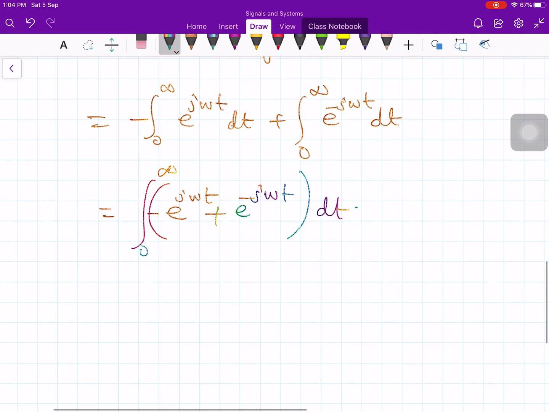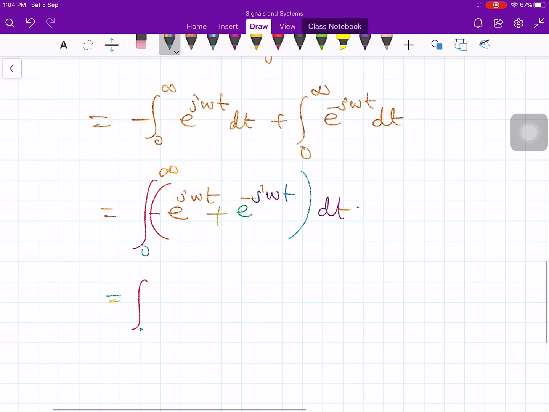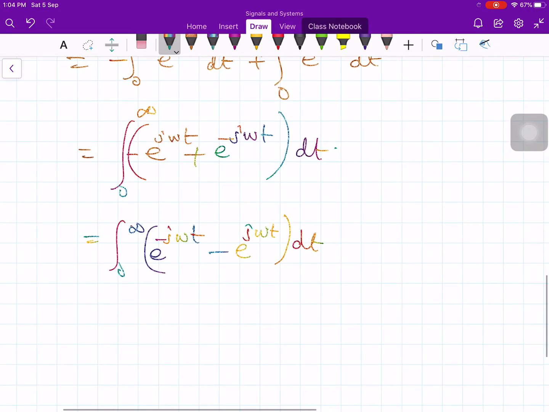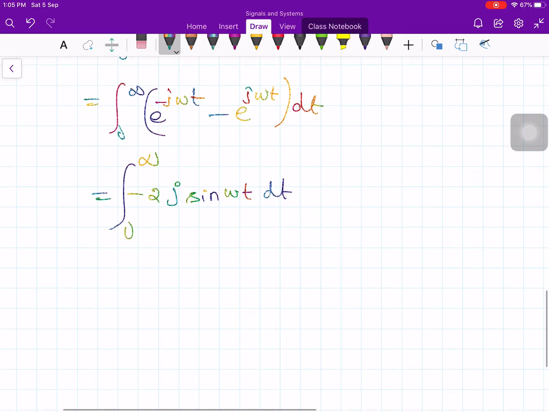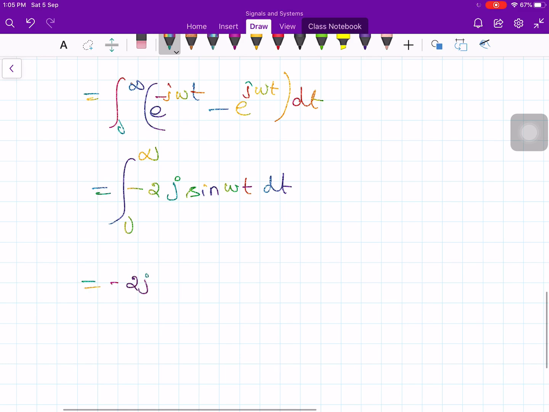Okay, so 0 to infinity e to the minus j omega t minus e to the plus j omega t times dt. Then if you simplify this, you will get minus 2 times j times sin omega t dt, and the integral is 0 to infinity. Now this minus 2j you can take it outside, minus 2j 0 to infinity sin omega t times dt.